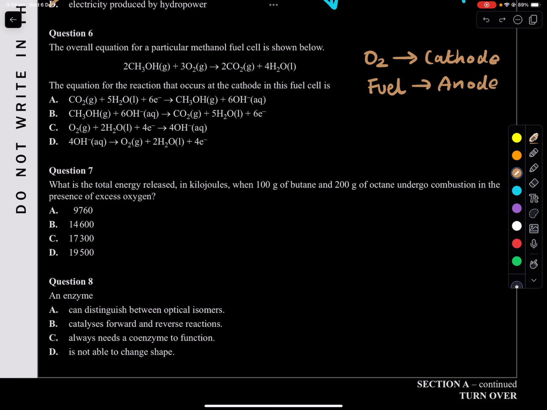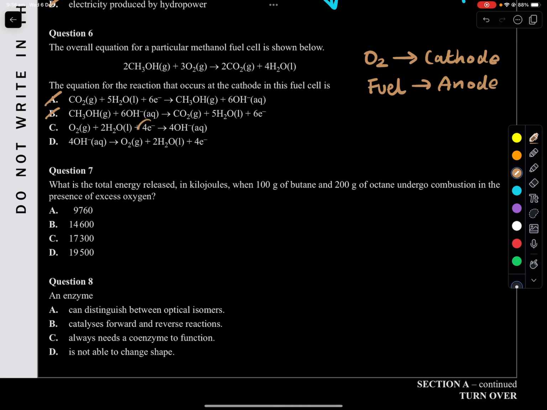Let's look. This one's good because it has oxygens on the left, but the problem is it's carbon dioxide that's reacting. Remember, O2 is the cathode, so O2 is being reduced. That's wrong. B, again, this is a fuel, and also it's being oxidized. Remember, O2 must be reduced to be at the cathode, so don't.